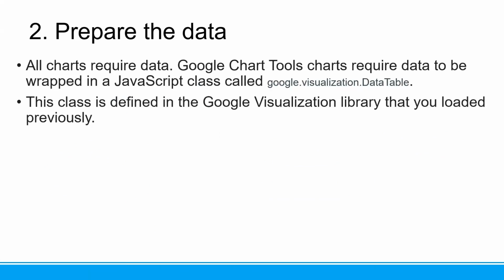You cannot modify the data because it is in the list. But I'm expecting you to use your data from the database, and then you will transform the data into a list. So the list can be shown with this kind of charting library. Google charts require data to be wrapped in a JavaScript class called the Google Visualization DataTable. This class is defined in the Google Visualization library that you loaded previously.